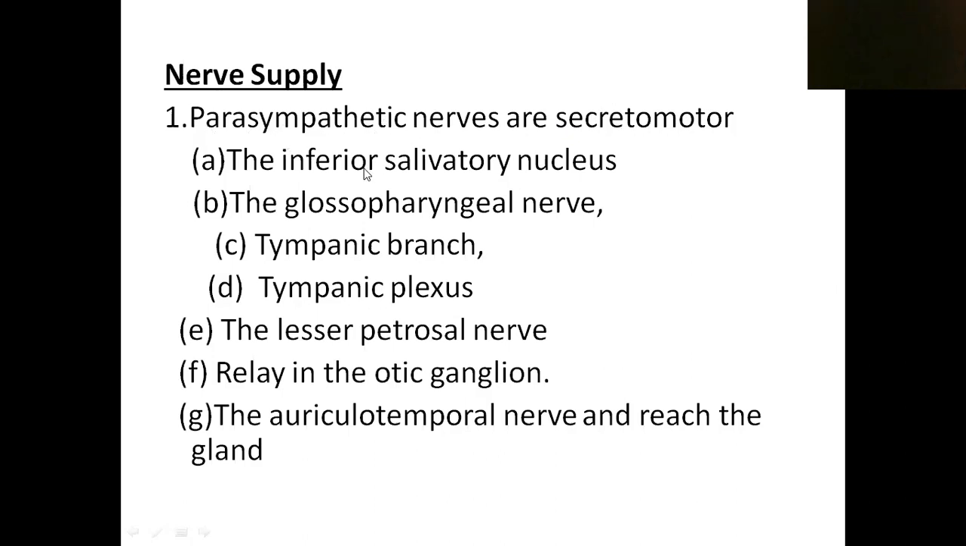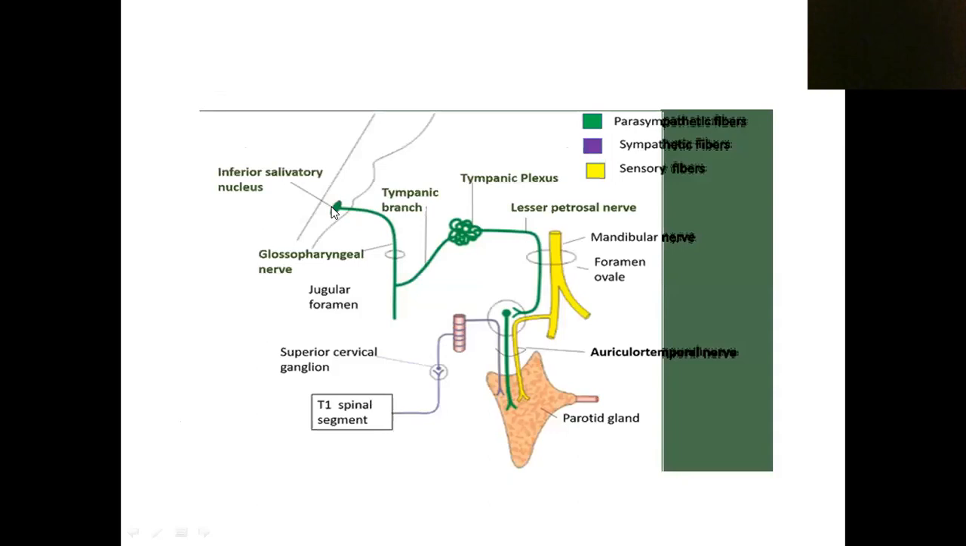See, the impulse for secretion starts from here. This nucleus is known as the inferior salivatory nucleus. From there, this impulse will enter into the glossopharyngeal nerve. This is the glossopharyngeal nerve. Here it gives a branch known as the tympanic branch. See, this one is the tympanic branch.